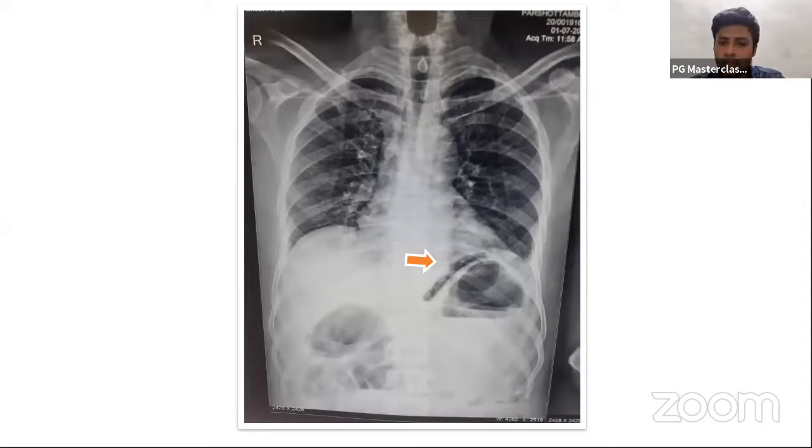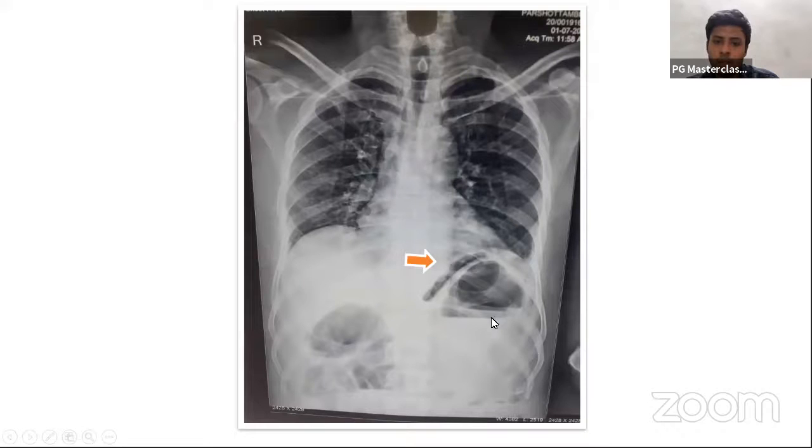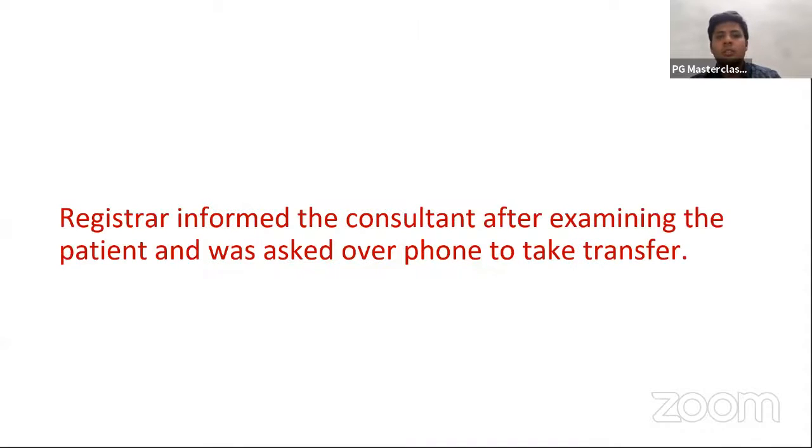The patient's chest and abdomen X-ray was done, showing only a few air fluid levels, nothing more. A few gaseous bowel loops, and large bowel loops were visible. So these findings were informed by the registrar to the consultant over the phone and he was asked to take the patient in transfer.